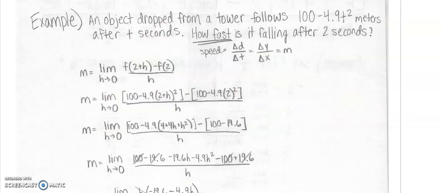Okay, so now I've scrolled down to the last problem. This example says an object is dropped from a tower which will follow this equation. The wording here is a little strange: 100 minus 4.9 t squared meters after t seconds. How fast is it falling after 2 seconds?